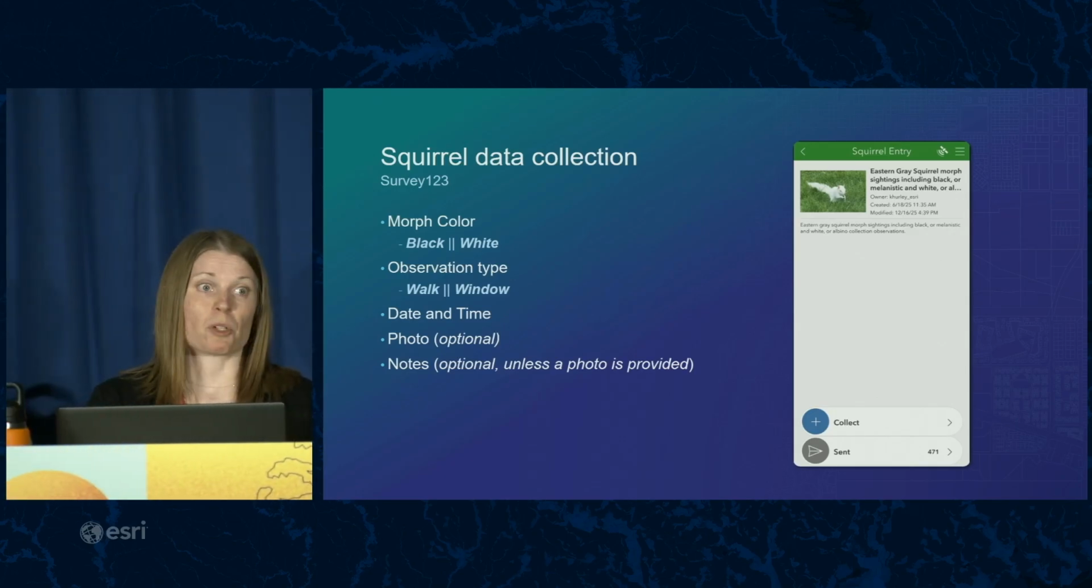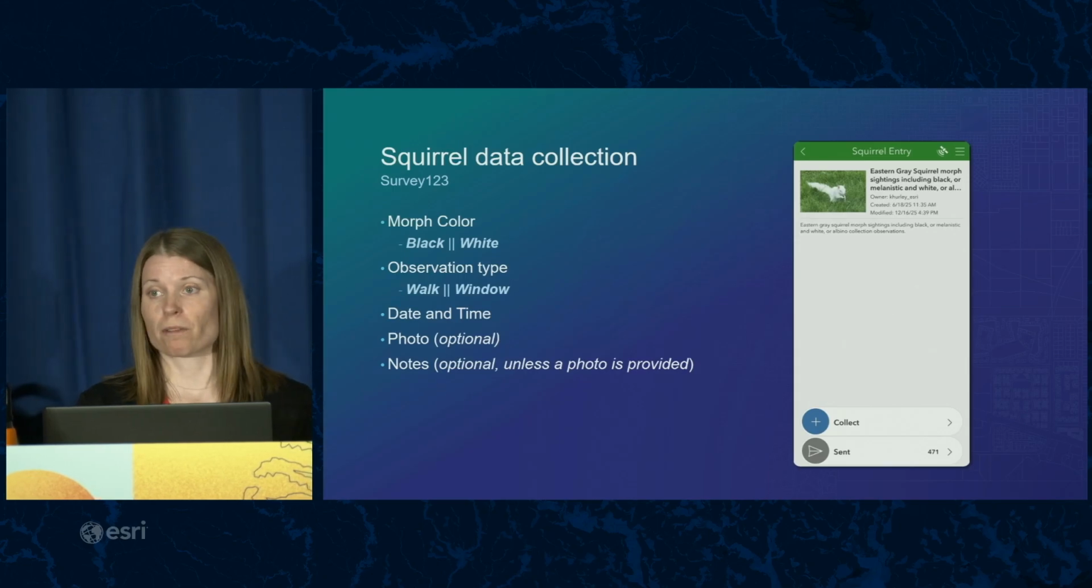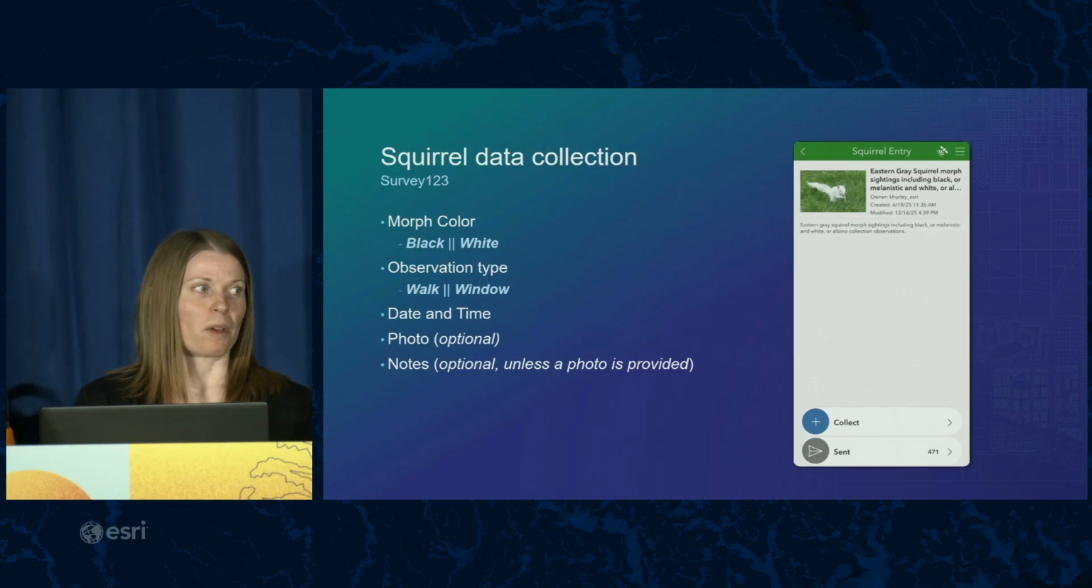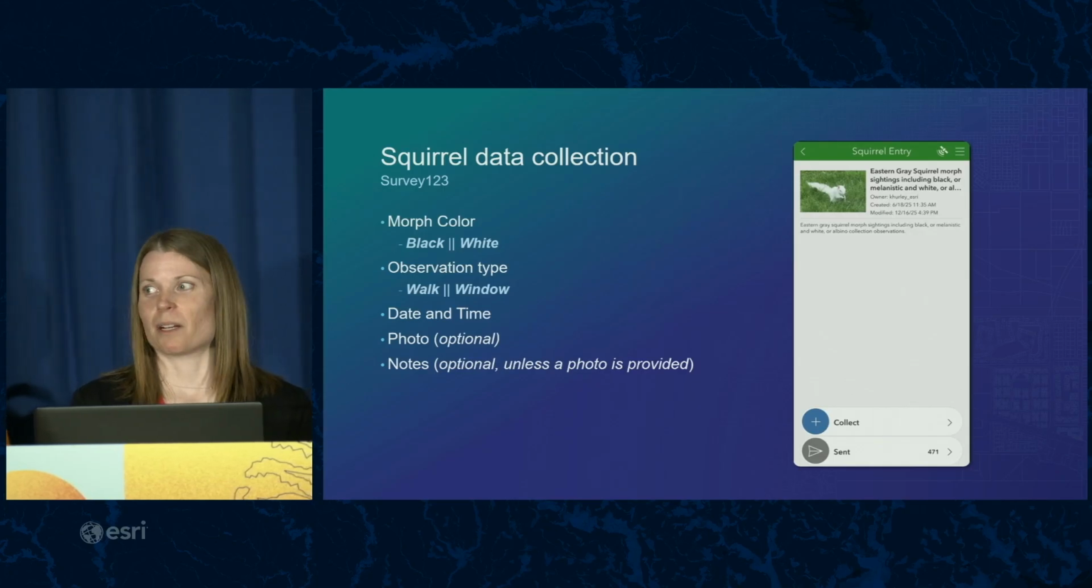So what did that field collection look like? We wanted to set up domains, so it makes it a lot easier to have those data records. So in this case, for the morph color, I'm only collecting black and white morphs. We don't really care about the grays. Unfortunately, they're just not important.